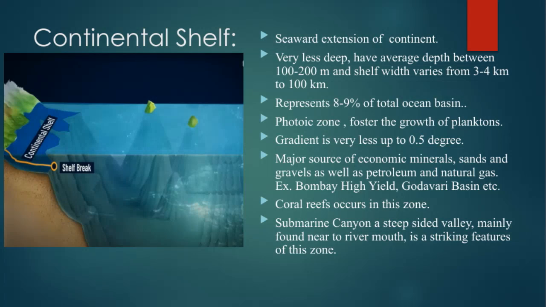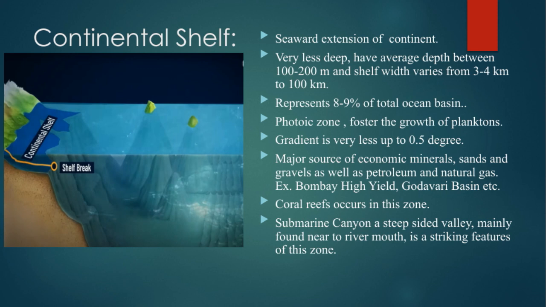Let's talk about the seaward extension of the continent. This area is characterized by very shallow waters, with an average depth ranging between 100 to 200 meters. The width of the continental shelf varies quite a bit, from as narrow as 3 or 4 kilometers to as wide as 100 kilometers. Interestingly, this region accounts for about 8 to 9% of the total ocean basin. Because the water here is relatively shallow and the gradient is very gentle, less than half a degree, this creates an ideal environment for the photic zone, where sunlight penetrates enough to foster the growth of plankton. This productivity supports a rich marine ecosystem.